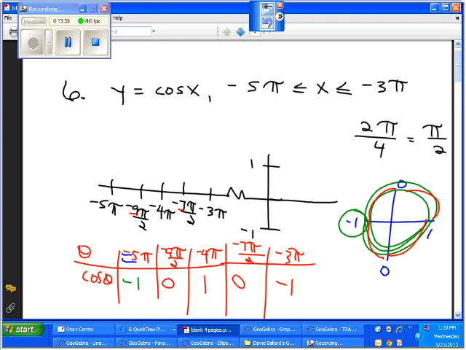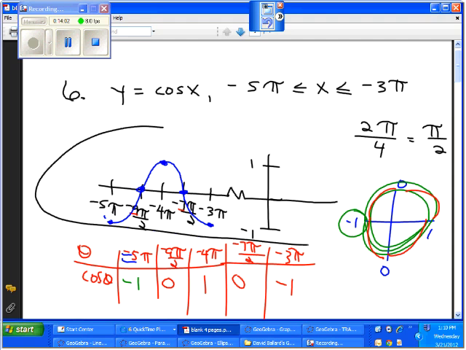So, negative 5 pi is at negative 1. Negative 9 pi over 2 is at 0. Negative 4 pi is at positive 1. Negative 7 pi over 2 is at 0. And negative 3 pi is at negative 1. And so it's going to look like this. This is the answer.